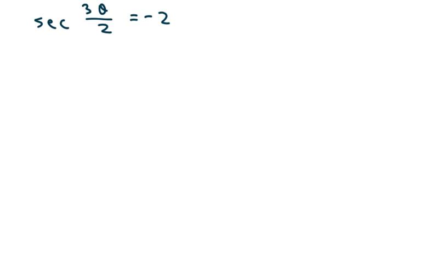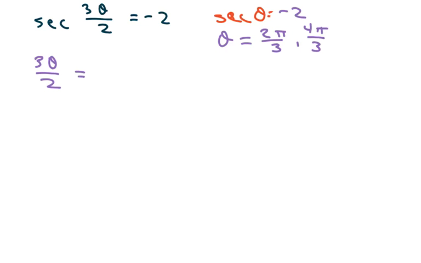Okay, now we have secant. So we're going to do the same thing. We're going to solve for secant of theta equals negative 2. So we know that theta would be 2 pi over 3, and it also could be 4 pi over 3. So I'm going to set 3 theta over 2 equal 2 pi over 3 plus 2k pi. The period for secant is 2 pi.